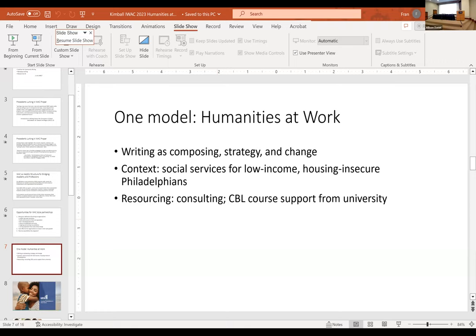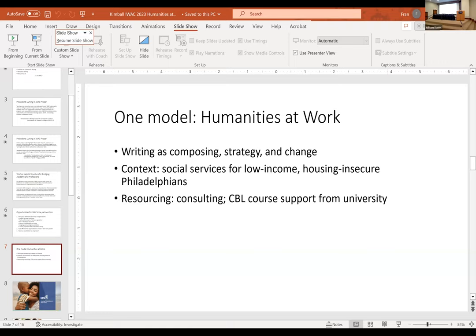And the partnership that I have worked with has been really valuable in developing this course and then developing the other work that I do with the organization. So it's a social service organization in Philadelphia. The university supports me in the community-based learning course, which happens once a year for 10 weeks because we're on quarters. The whole rest of the year, I'm actually working with them as an independent consultant.